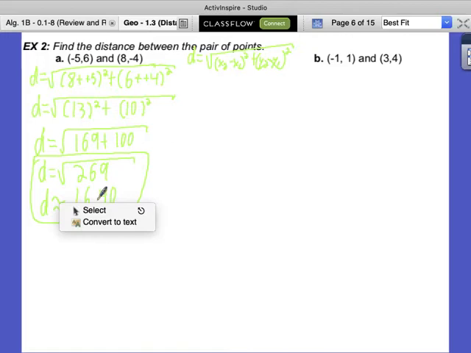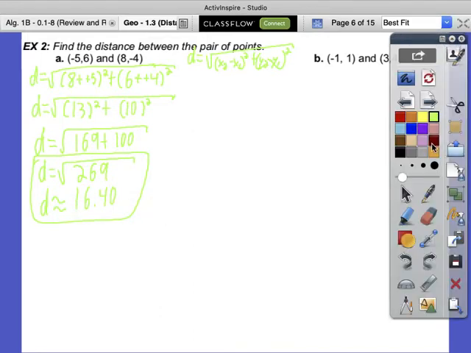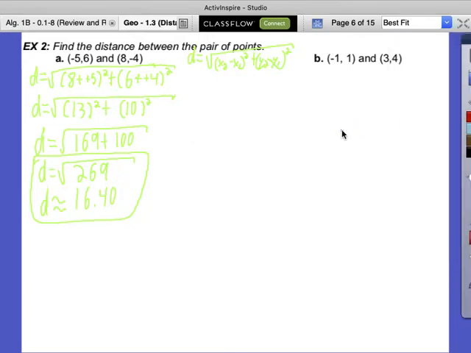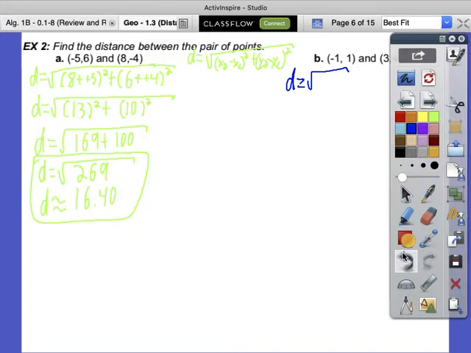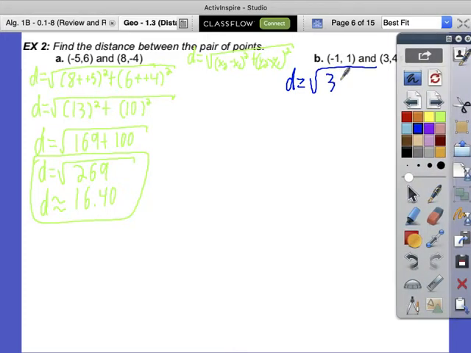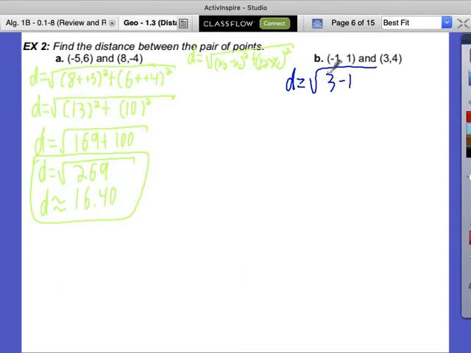All right, let's talk about this one up here. So somebody help me write this one out. Okay, go ahead, Tony. Three minus negative 1 squared plus, and then say the second part again. Okay, 4 minus 1 squared. Thank you. So D equals 3 minus negative 1 squared plus 4 minus 1 squared.